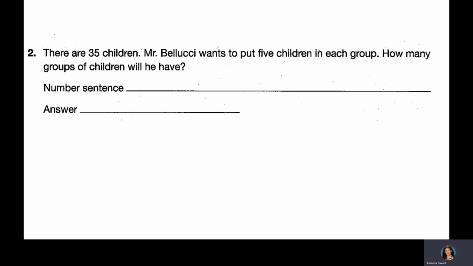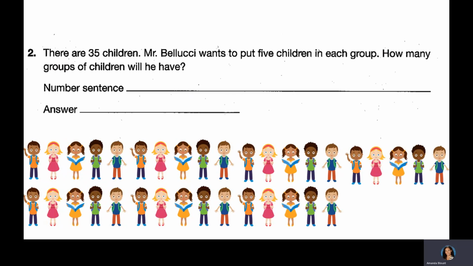So we've got to find how many groups of children Mr. Bellucci will have. We know that there are 35 children altogether. We also know that Mr. Bellucci is going to put 5 children into each group. So I'm going to draw a picture. Here's a picture of 35 children.